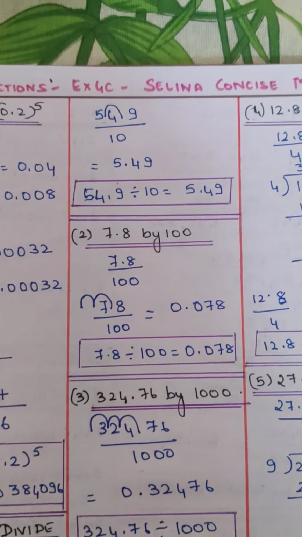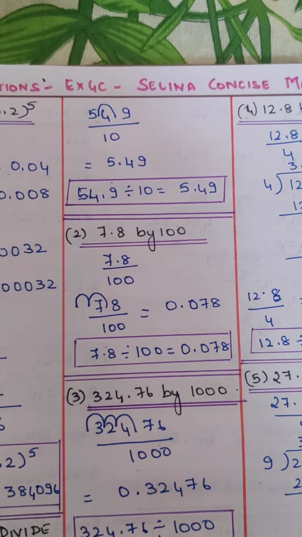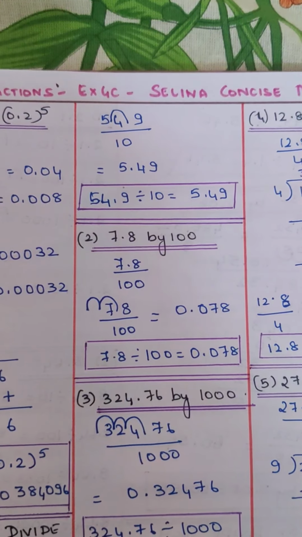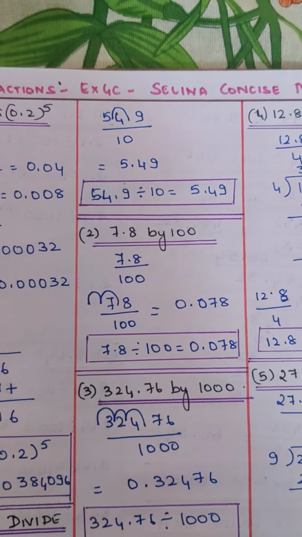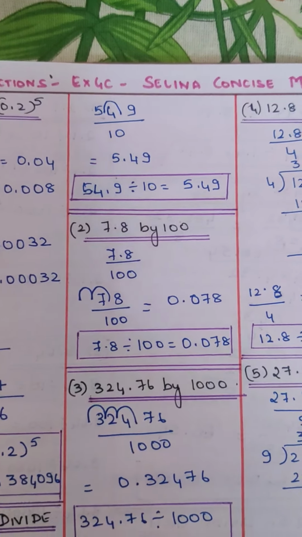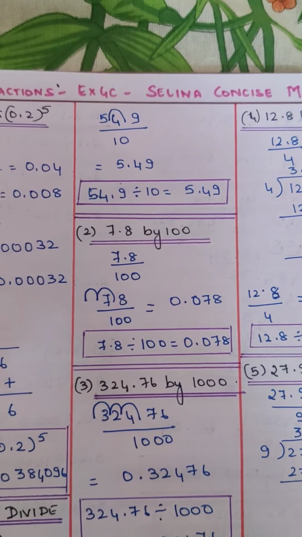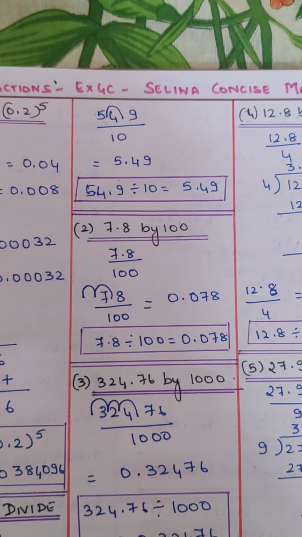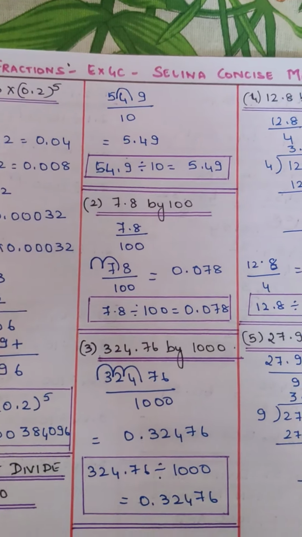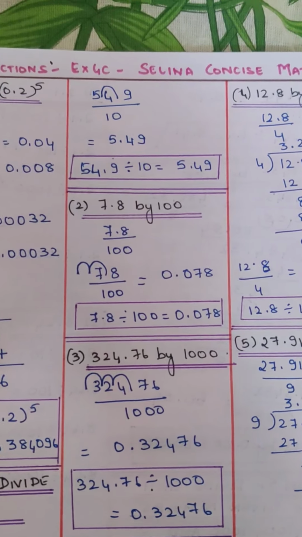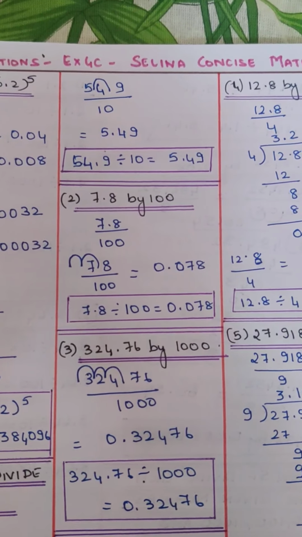Now you have 7.8 divided by 100. Since you have two zeros in the denominator, you move the decimal point two places from the right side towards the left side. So it becomes 0.078. Hope this is clear. Just pausing for a few seconds for you to understand this.